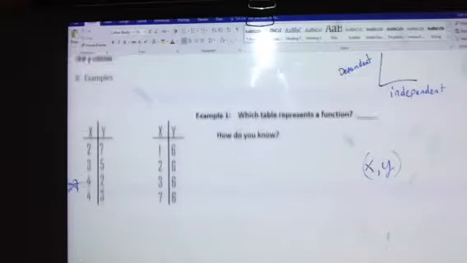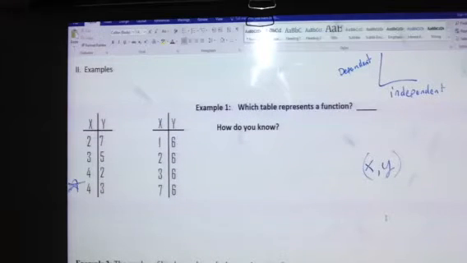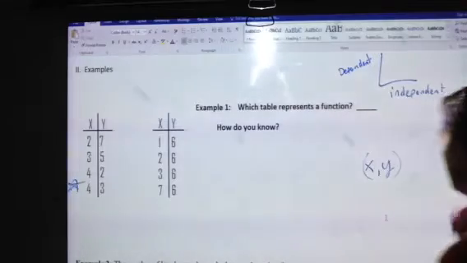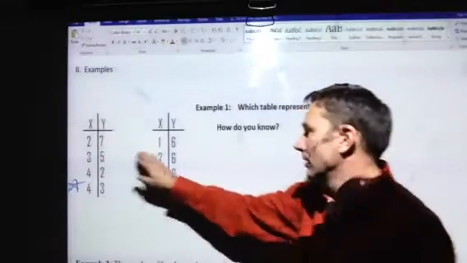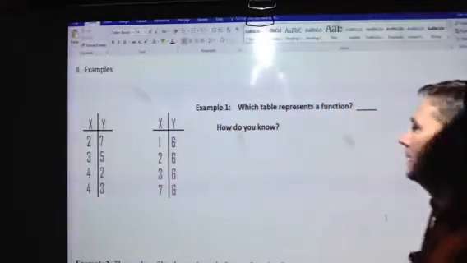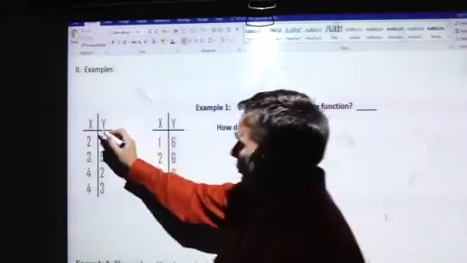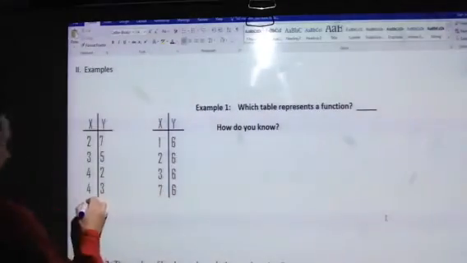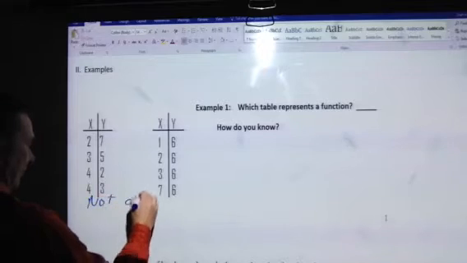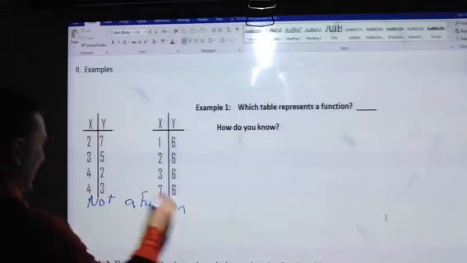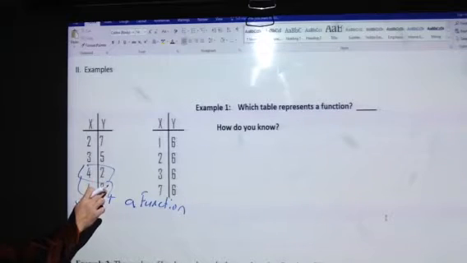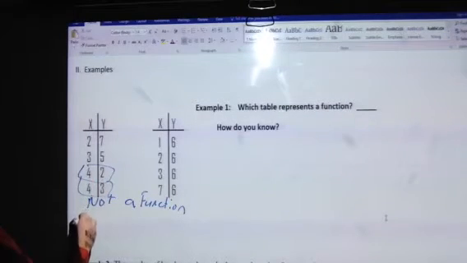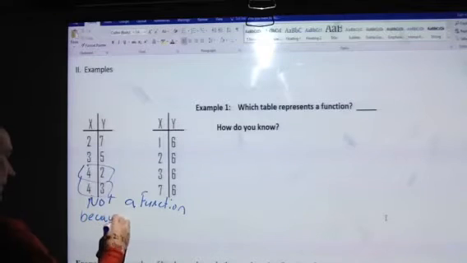So the first example we look at is this. Which table represents a function? A or B? The first one or second one? Now, this first one is not a function. And this is why. This 4 repeats. The output is 2, it's also 3. That's why it's not a function. Not a function because the 4 repeats.